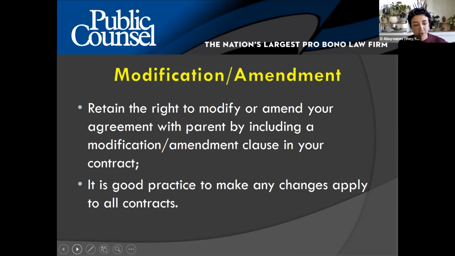So in the next few slides, we'll go over some more dry contract provisions. You should always include these in your contract, and not doing so will have some important legal consequences. Including these provisions, including this modification and amendment provision, is for your own protection, and they help you prevent any kind of unnecessary legal action.